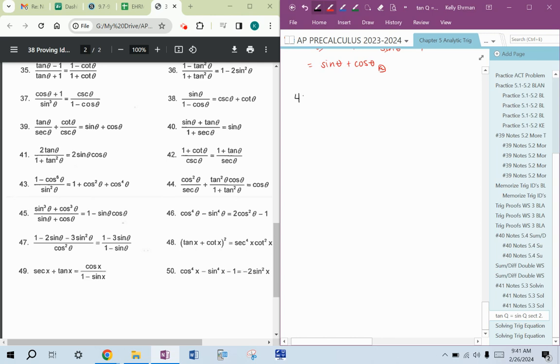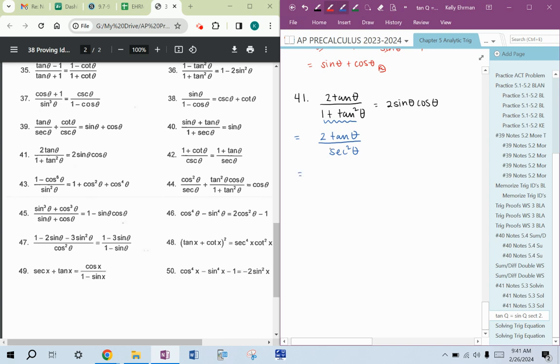All right, this is the last 10 problems. So starting with 41, we have 2 tangent theta over 1 plus tangent squared theta equals 2 sine theta cosine theta. So I'm going to start on the left side for this one because I see a Pythagorean identity right away. So I'm going to make this 2 tangent theta over secant squared theta.